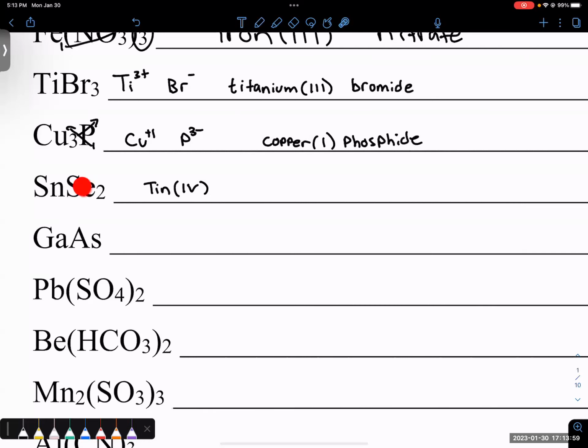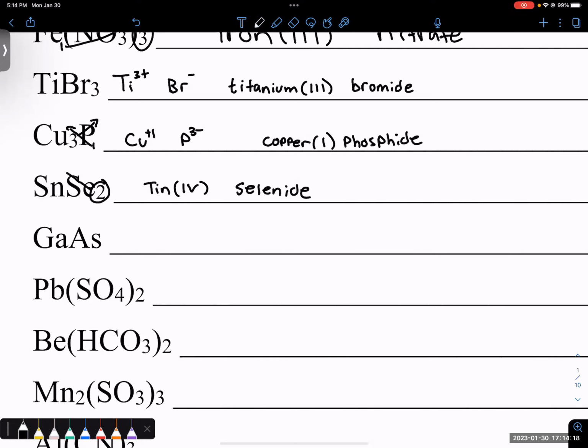It is selenium, but if you're writing it, what would it be? Selenide. Yeah, something like that. Selenide. So just spelled like that. How did she know the tin was a +4 charge is a good one.